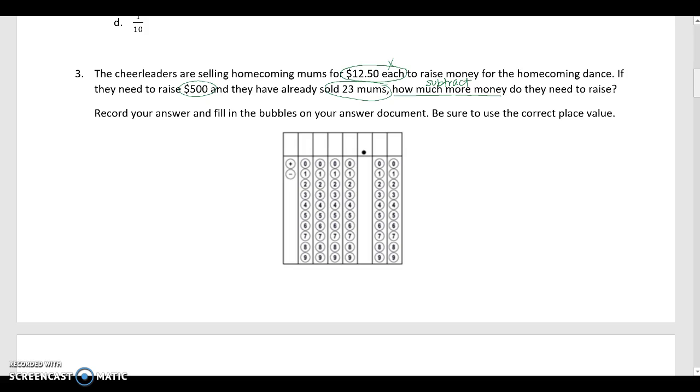Okay, so how much money have they raised? They've sold 23 mums that are $12.50 each. So to find out how much money they've raised, we have $12.50 for every mum, and they sold 23 mums. And then it says how much more money do they have to raise? They need a total of 500. So we're going to subtract what we get from 500 to find out how much more money they have to raise.